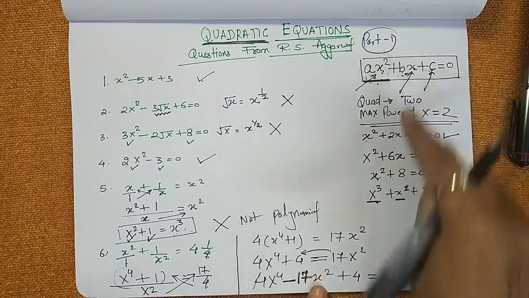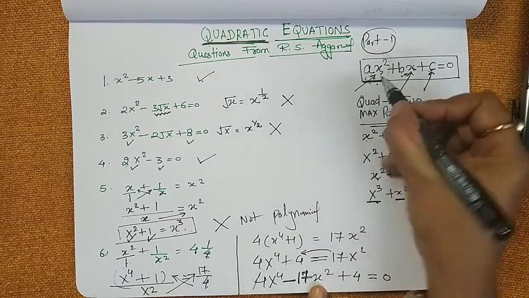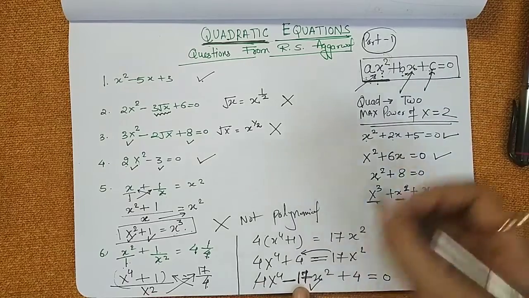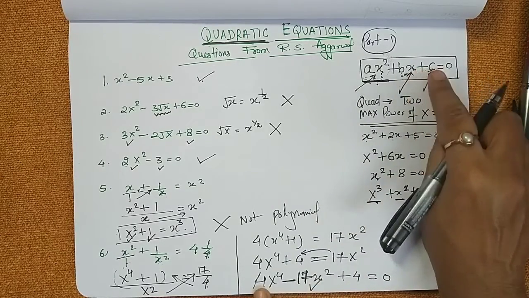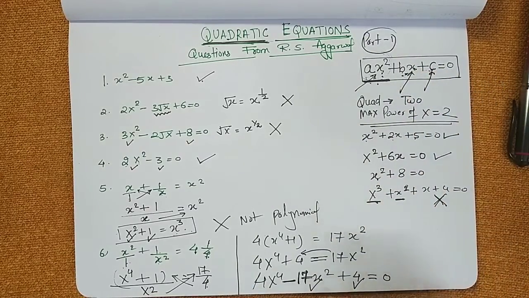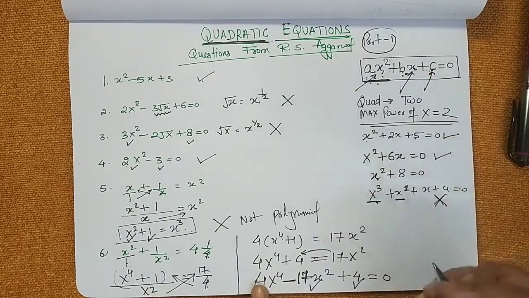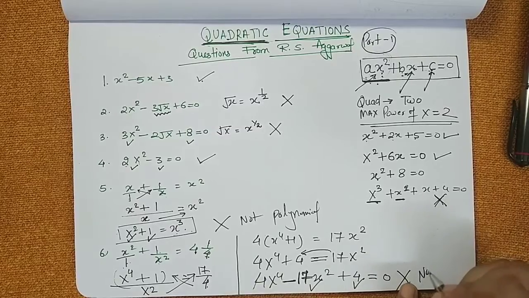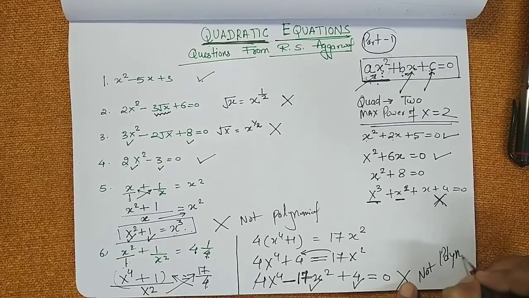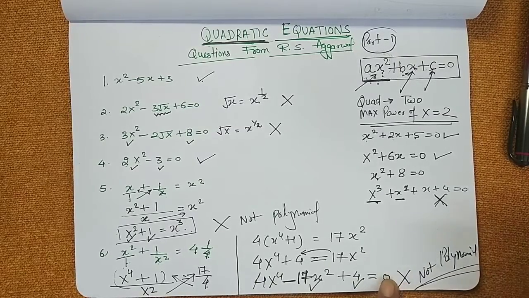Test means comparing with this. So do I have ax square? Yes, I have it. Do I have bx? No. Do I have a c term? Yes. But the thing is, this is extra, which we were not even expecting. So this is not a polynomial. I hope you understood, guys.